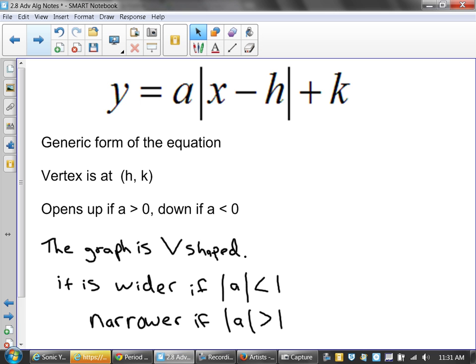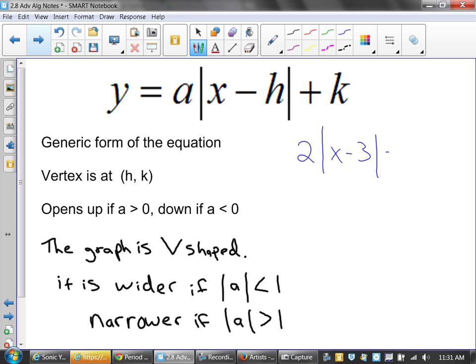So if my given was 2 times x minus 3 plus 4, what's my value of h if it's x minus 3? 3, very good. It's positive 3. It's whatever this number is. Okay? So if it's whatever that number is there, x minus 3.